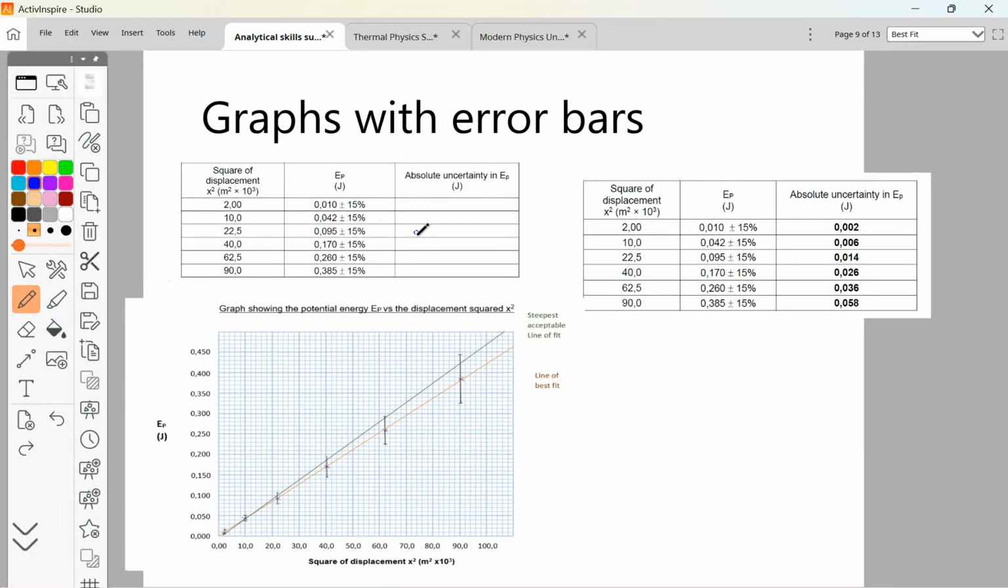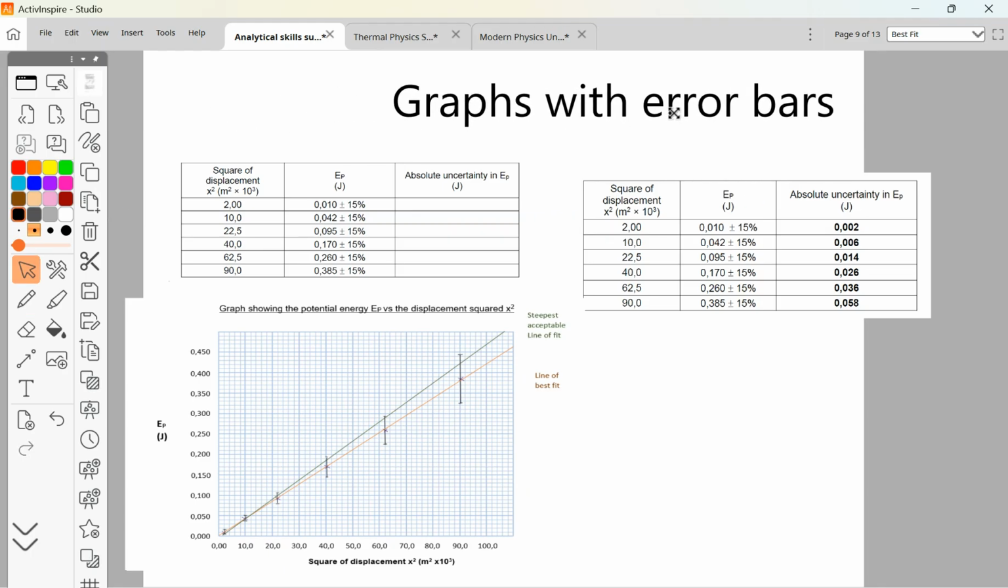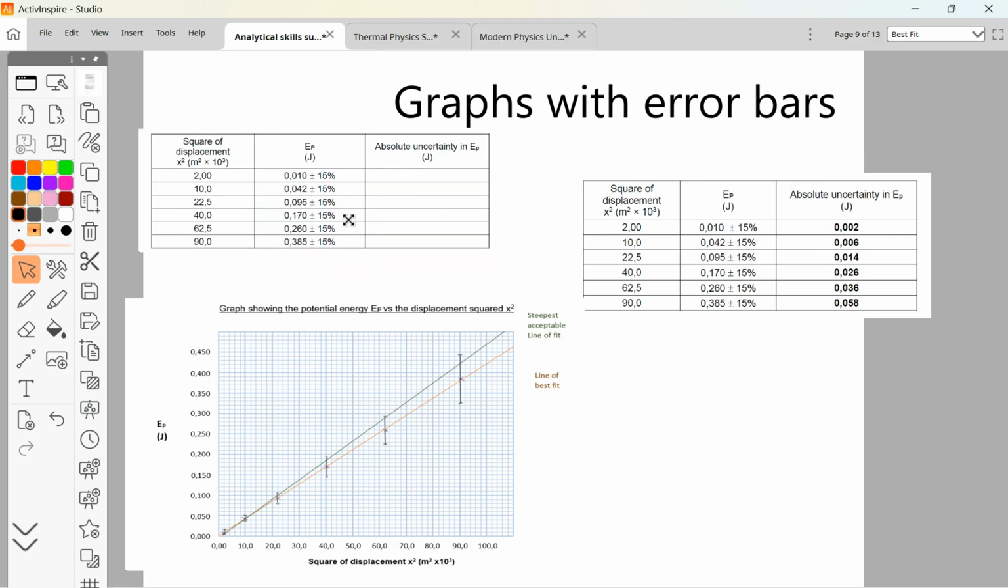When we're looking at the graphs, this is the one from a past paper question again. Please make sure that you read your question carefully. So this was given as a percentage, and then you had to go and work out the absolute uncertainty. So it's just the percentage of that value, and the absolute uncertainties were given.